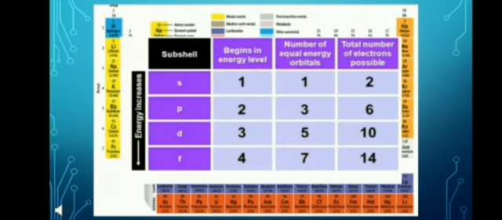यहाँ पे सबशेल, यदि s सबशेल है तो वहाँ पे मैक्सिमम नंबर ऑफ ऑर्बिटल्स कितने होंगे? 1 ऑर्बिटल, and it will have a maximum of 2 electrons. Similarly p subshell, it will have 3 orbitals and there will be 6 electrons. And in case of d subshell, there will be 5 orbitals, so the maximum number of electrons that will be filled is 10. And for the f subshell, there are 7 orbitals, so the maximum number of electrons that can be filled will be 14 electrons. So all this you have to remember.